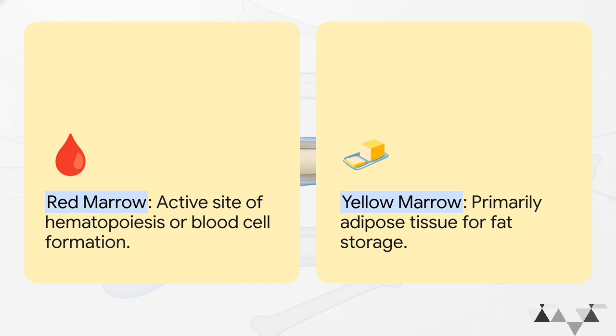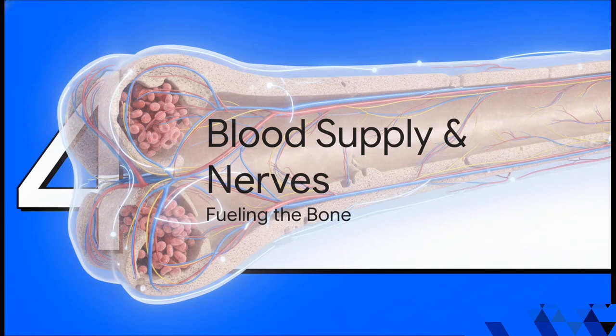When you're a kid, almost all your marrow is red. But as you grow into an adult, a lot of the marrow in that central shaft, the diaphysis, swaps out for yellow bone marrow. Yellow marrow is primarily adipose tissue. It serves as a vital energy and fat storage reserve for your body. Next up, section 4. Blood supply and nerves.